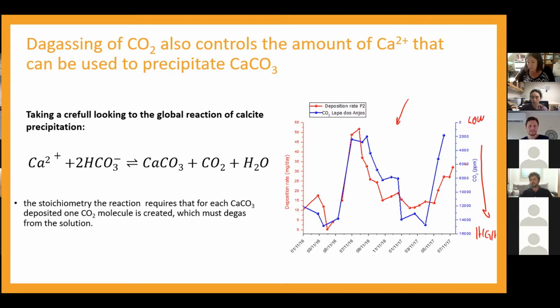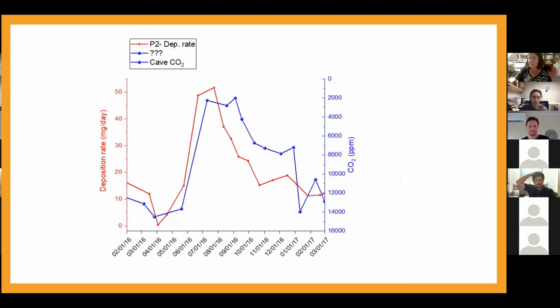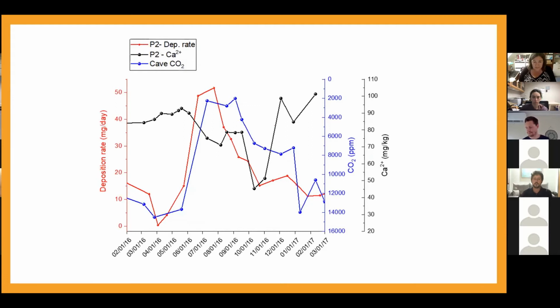So when the CO2 of the cave atmosphere is low, we have an increase in the rate of calcite precipitation, and when the CO2 increases, the deposition rate decreases. So, you can think about the calcium. If we plot the comparison of calcium, we see clearly that indeed what is driving variation of calcite deposition is the CO2 and not necessarily the amount of calcium.